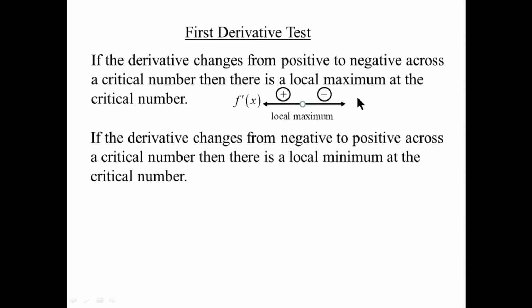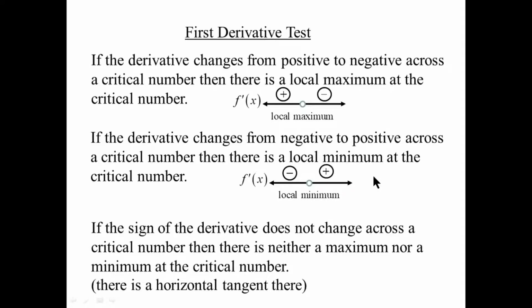If the derivative changes from negative to positive across a critical number, then we must have reached a local minimum. And it would look like this on the prime line, descending to a point and then increasing. So we must have come down and then gone back up, so that's a local minimum. Again, common sense. If the sign of the derivative does not change across a critical number, then there's neither a max nor a min at that critical number. And it could look like this if they were both positive.